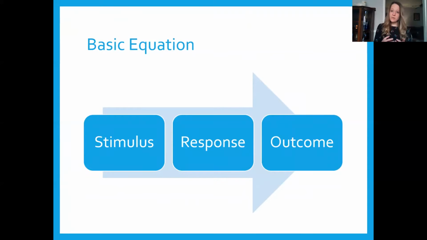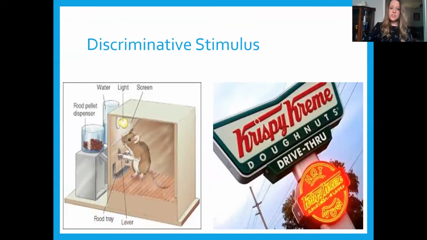Through operant conditioning, we've expanded our simple stimulus response associative learning pattern to include the outcome. Stimulus response becomes stimulus response outcome. We'll examine each of these components. So first off, in operant conditioning, we call the stimulus the discriminative stimulus because it signals to the subject that engaging in a behavior will result in the desired outcome.